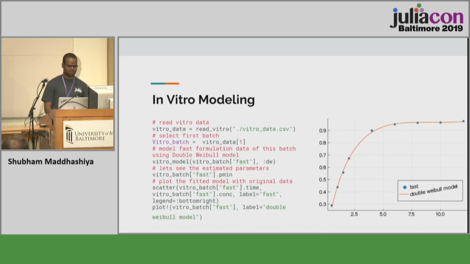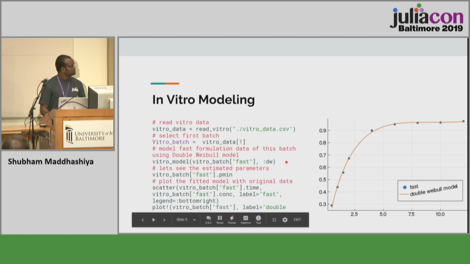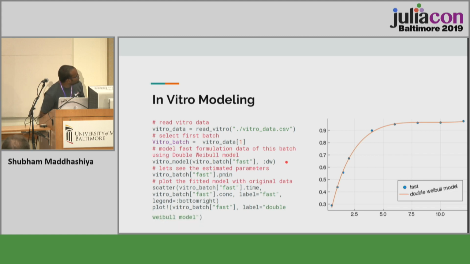So the first one is in vitro modeling. In the IVIVC.jl package, currently there are 4 in vitro modeling functions. Those are the standard ones: first one is Emax, second one is Weibull, third one is double Weibull, and fourth is Makoid-Banakar. So first we have to use the read vitro function to read in vitro data. Then we select the batch, and then using the vitro model function and passing the symbol of the in vitro modeling function, we can model the in vitro data.